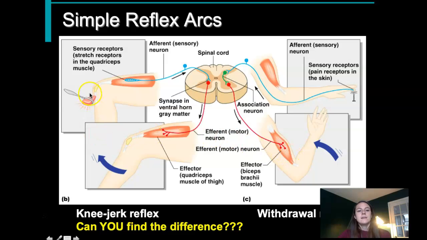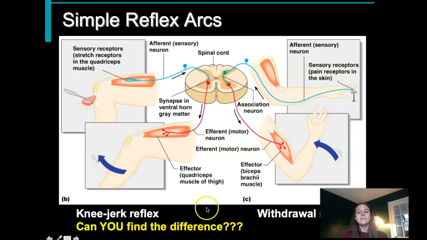If you're ever at the doctor and they hit your knee with this little hammer and your knee-jerk reaction occurs, there's no interneuron in that reflex arc. It's just a different type of reflex arc. But same thing, there's a stimulus. The signal goes from that muscle, the stretch receptor in the muscle, up the sensory neuron to the spinal cord, to the motor neuron, to the muscle in your knee, and causes your knee-jerk reaction to occur.